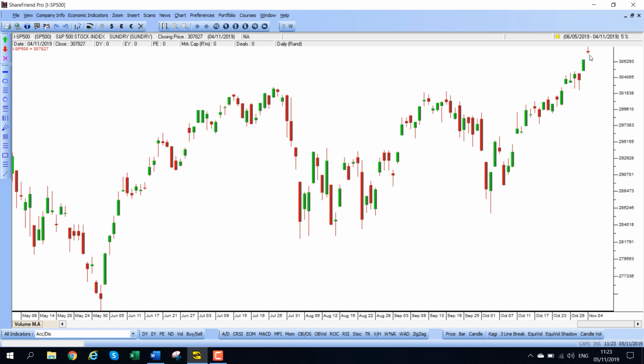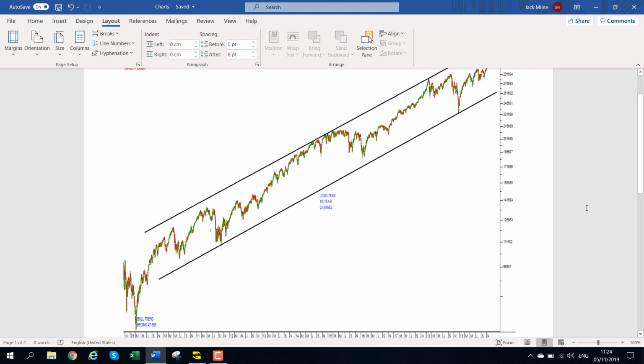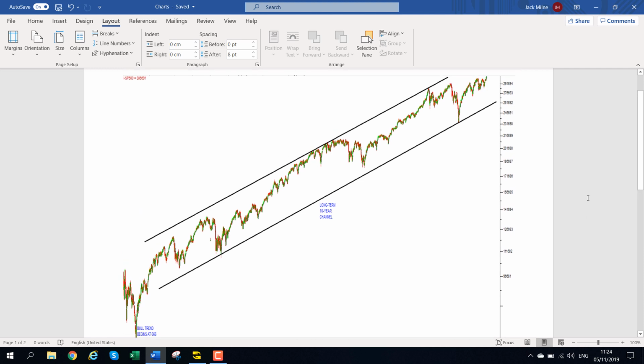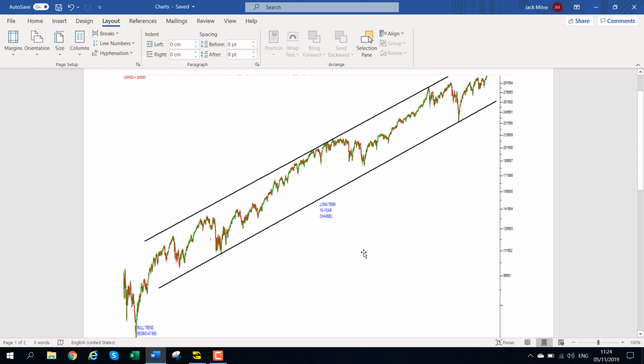And to do that, just to simplify it, I've put some charts into Word. I hope you don't mind that. They are ShareFriend charts, and I'd like to start with this chart here, which you see on your screen now. This shows the bull trend over the last 10 years in ShareFriend, okay? So going back to March 2009 and right up to the current day. You can see the bull trend began in March 2009 at an S&P index level of 666.